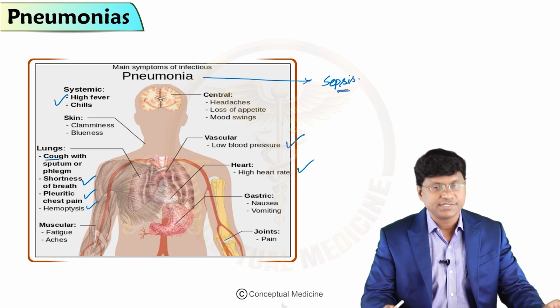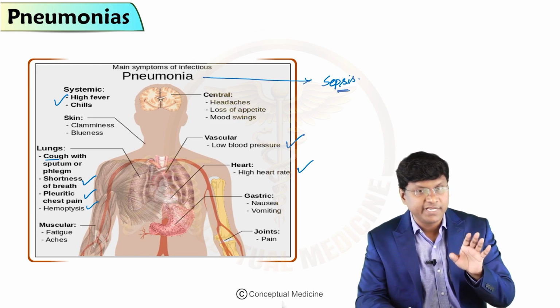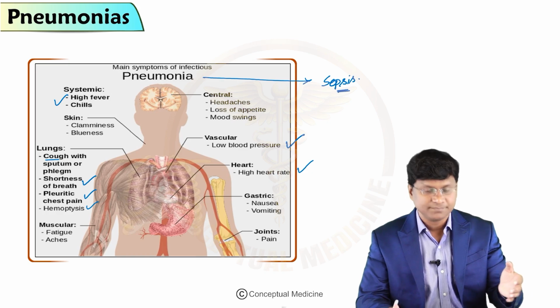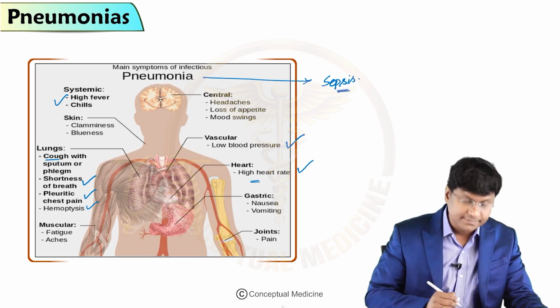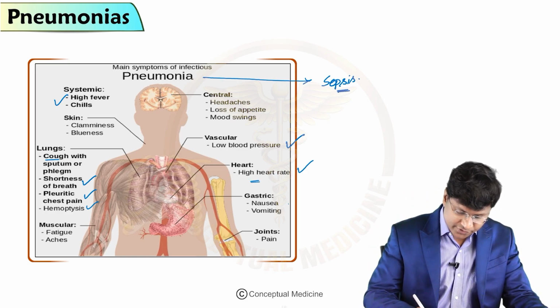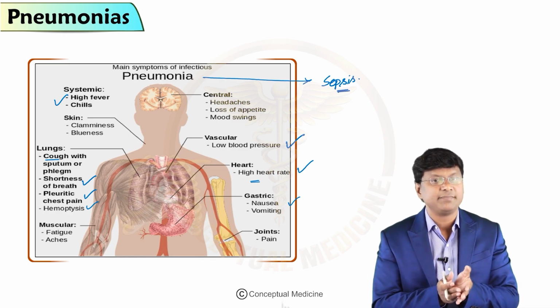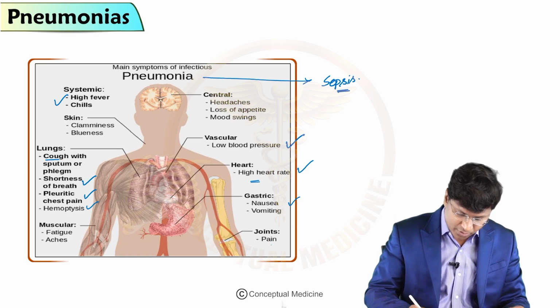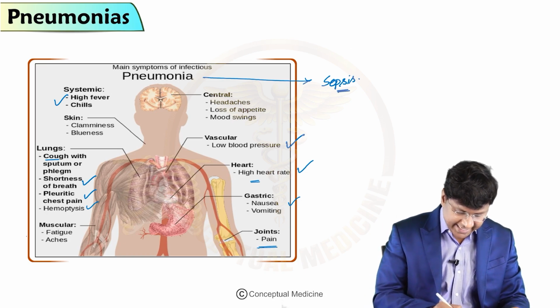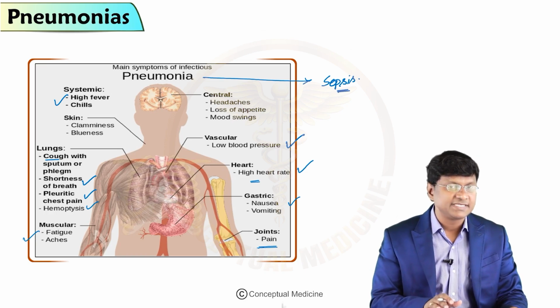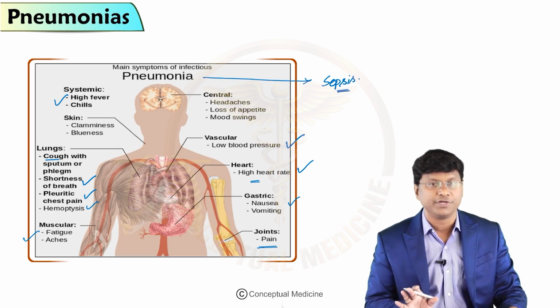Cardiac manifestations: with any form of infection, whenever there is fever, there will be tachycardia, that is a high heart rate. Gastric manifestations are in the form of nausea and vomiting. And generalized manifestations are in the form of joint pains and muscle fatigue. So these are the main symptoms of pneumonia.